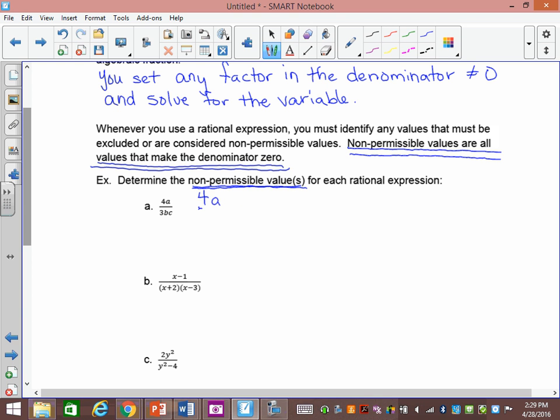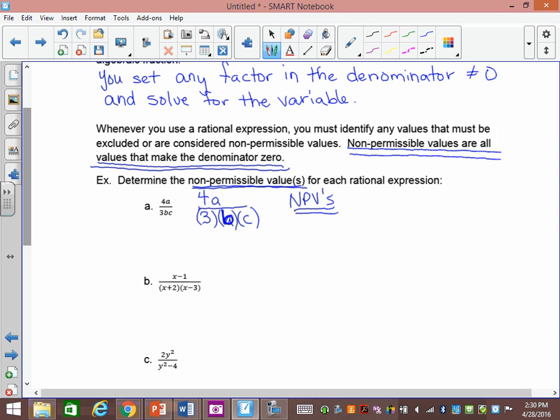So 4A over 3 times B times C. So they're all in their own brackets when they're multiplied, right? Then anything in its own bracket you can set not equal to 0. So we'd have NPVs here so that when I'm marking it, I can find where you wrote the NPVs and I'm not trying to decipher through your work.